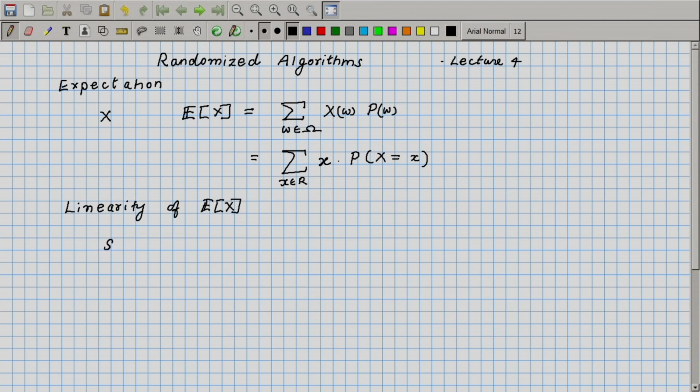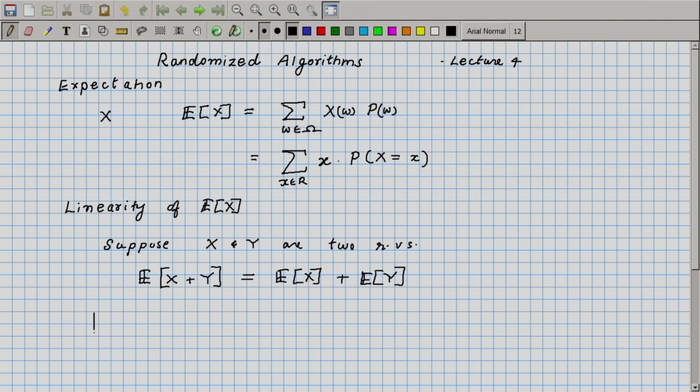Okay. So, suppose X and Y are two random variables, we could look at the expectation of X plus Y. So, expectation of X plus Y is equal to expectation of X plus expectation of Y. Let us see why this is the case.